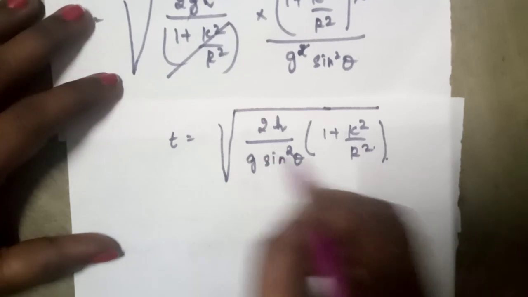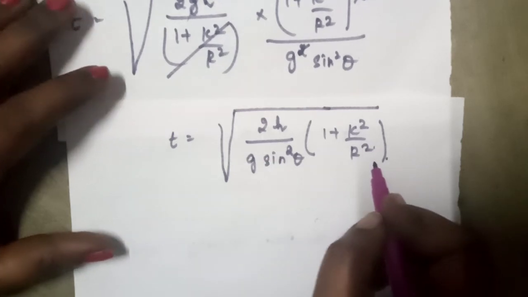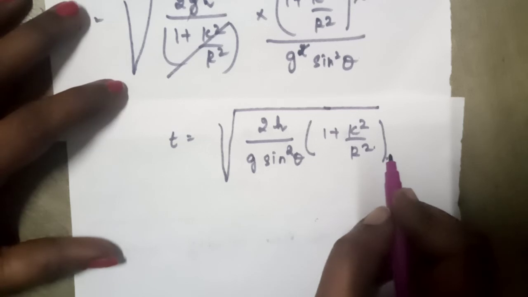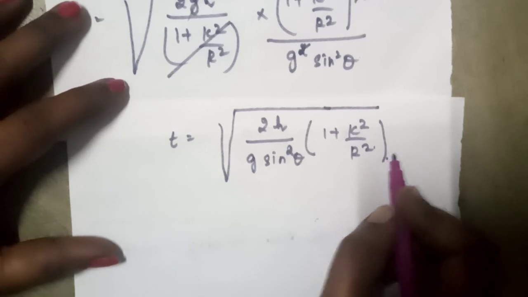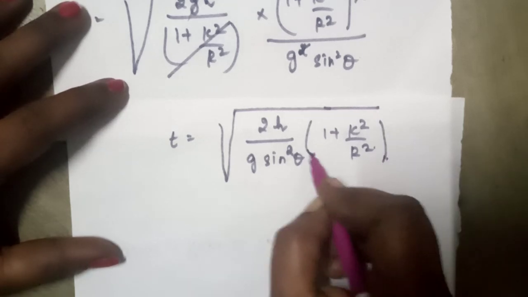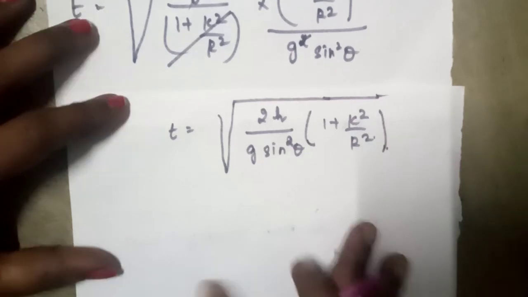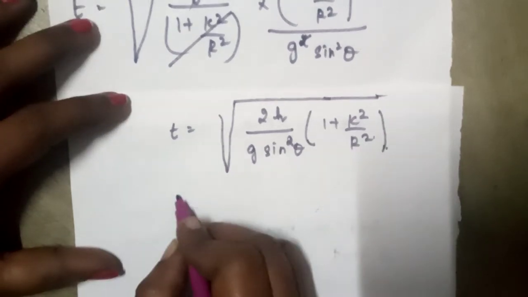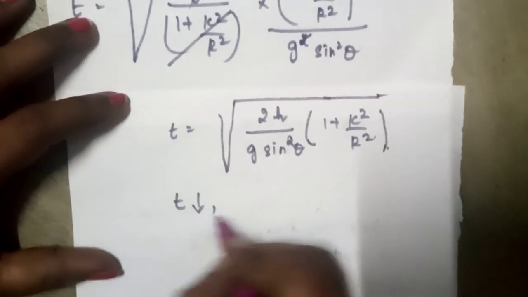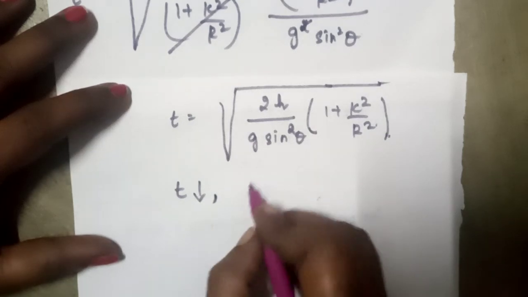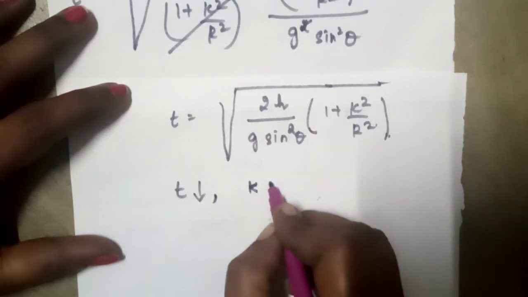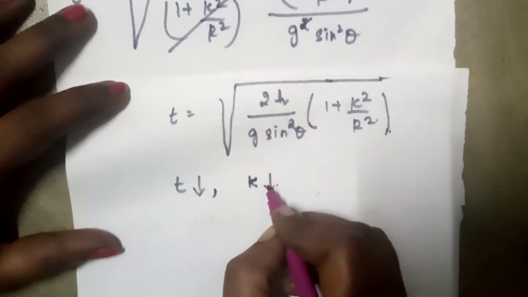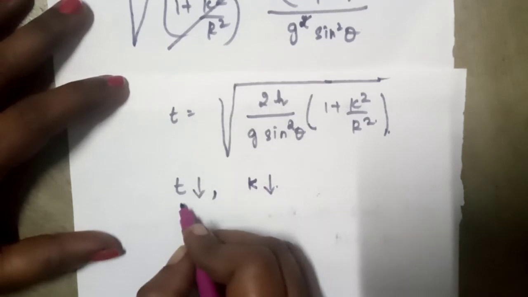So this is the expression for the time taken by the round object when it reaches the bottom. Here, to decrease the time, we have to decrease the value of k. So for the least value of k, the value of t will be decreasing.